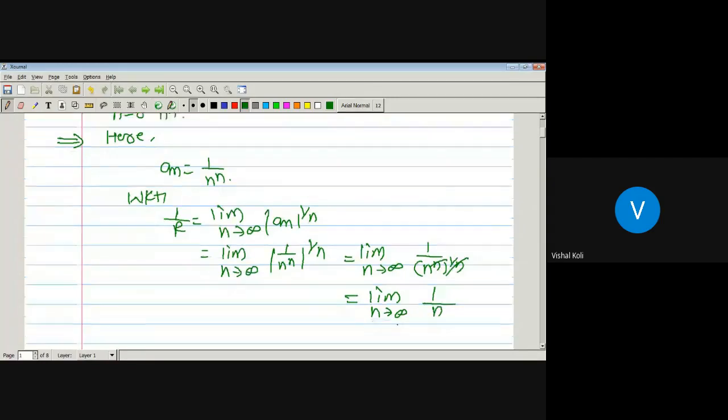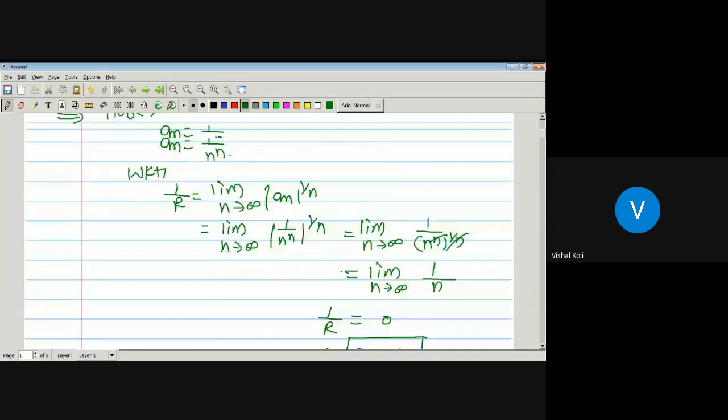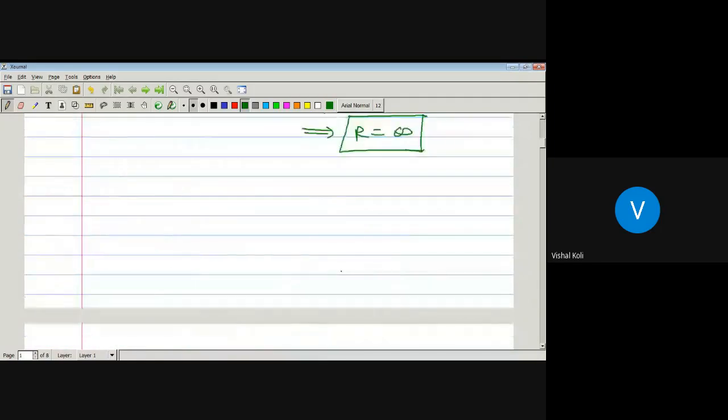As n tends to infinity, what is 1 by infinity? It is 0. So 1 by r is equal to 0. Then what is r? We have to take the reciprocal of this value, so it is infinity. So the radius of convergence of the given power series is infinity. That is, it is analytic in the whole complex plane. Okay, let us take the second example.